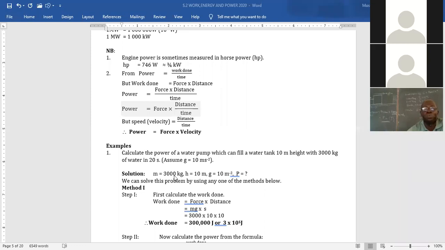Read the question. Do we allow this? I did the isolation intentionally so that others can learn from her and we know what a lesson looks like. If she presents a bad example, I'll know that we have bad examples in the background. So please read, what does M stand for? Read the question because everything is picked from there. The power of a water pump, which can fill a tank of 10 meters height with 3,000 kilograms of water in 20 seconds.